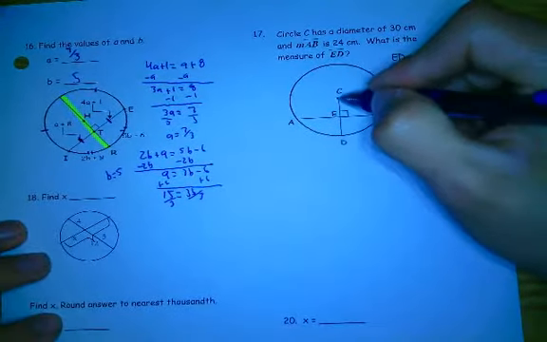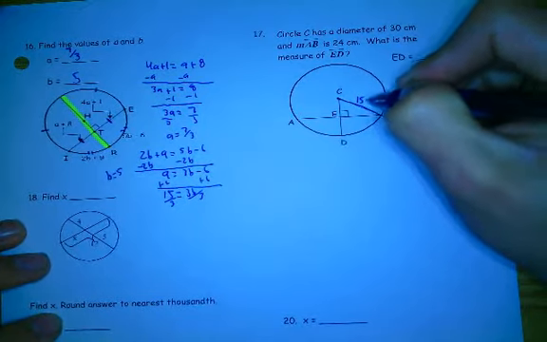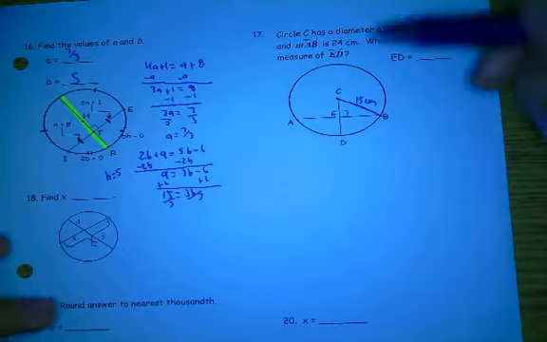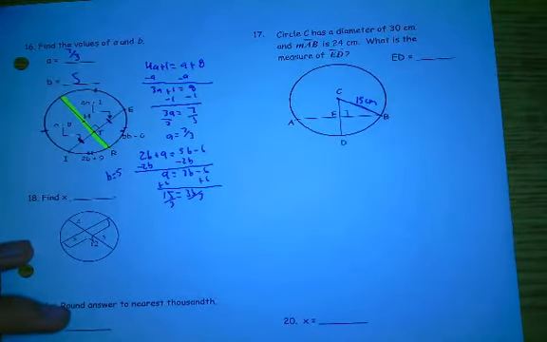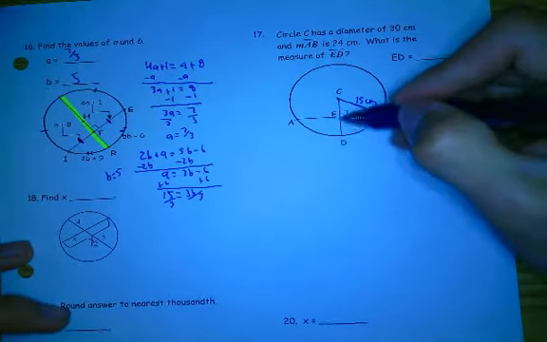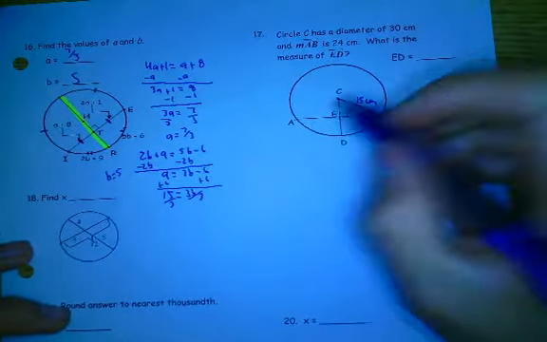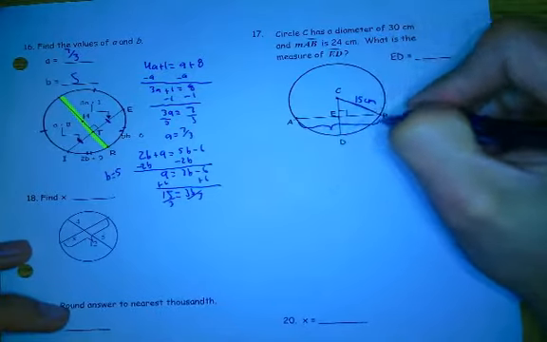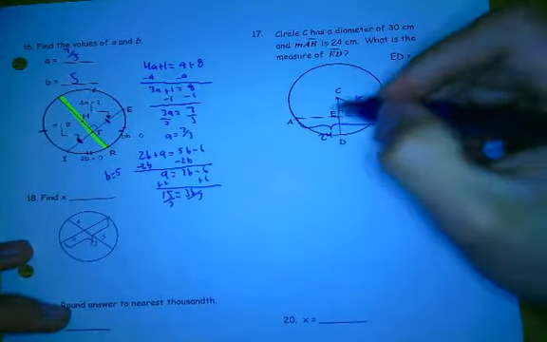What else do I know? It's asking us for ED. Well, ED is from here to here. However, I want you to notice here, because this is going to get a little messy. From C to D, that's a radius as well. So that's also 15. Now, if I can figure out how much it is from here to here, then I can subtract it from 15 to obtain that. Now, how am I going to do that?